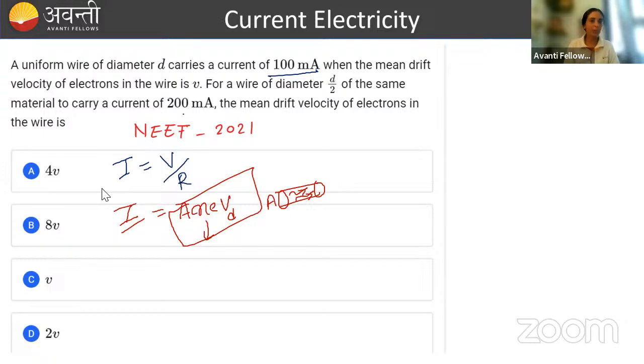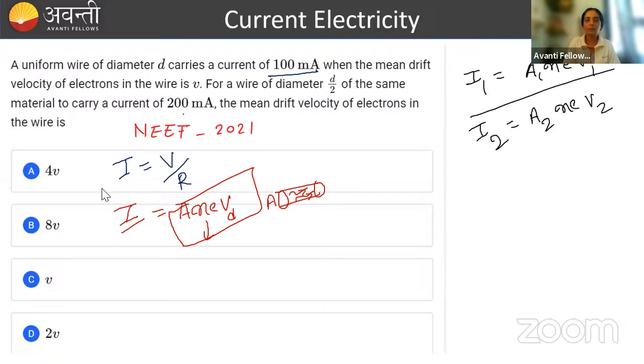So if you use this formula on this question, what will you get for the first case? Let's use it for the first case. So I1 is equal to A1 n e V1. n is remaining the same in both the cases, e is constant, drift velocity is different. Let's say in the first case it is V1. And in the second case, let's say current is I2, area of cross section is A2, n e is constant, V2. Divide these two. Put the value. Simple. Formula based question, right?